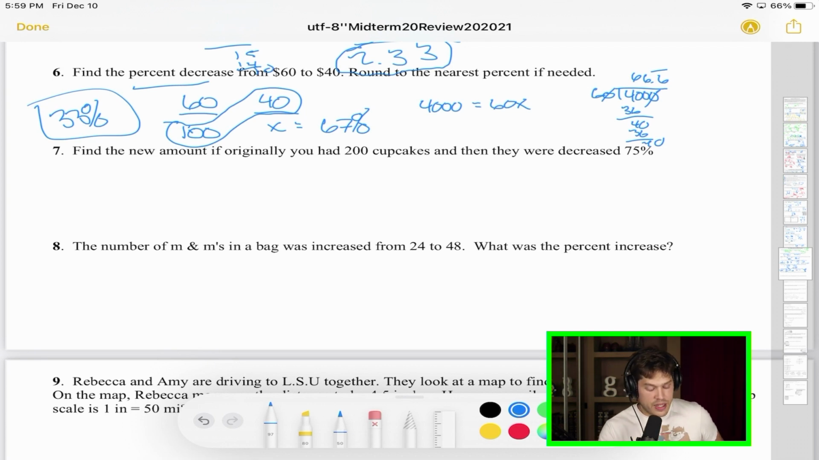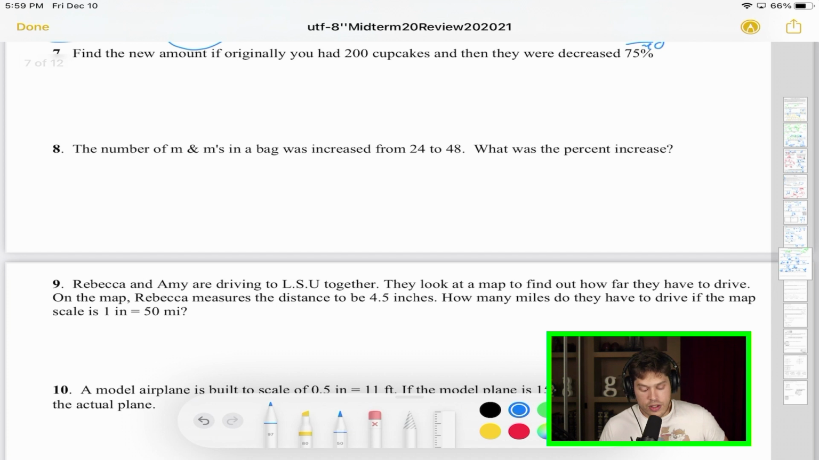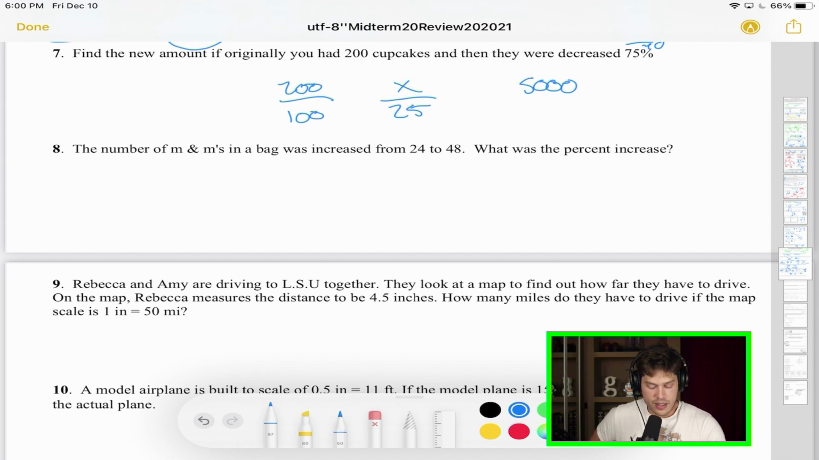Okay, number 7. Find the new amount if originally you had 200 cupcakes and they were decreased by 75%. So 200 was 100%. And if it decreased by 75%, that means we have 25% left. How many cupcakes is that? 200 times 25 is 5,000. And then divided by 100 is 50. We will have 50 cupcakes left.